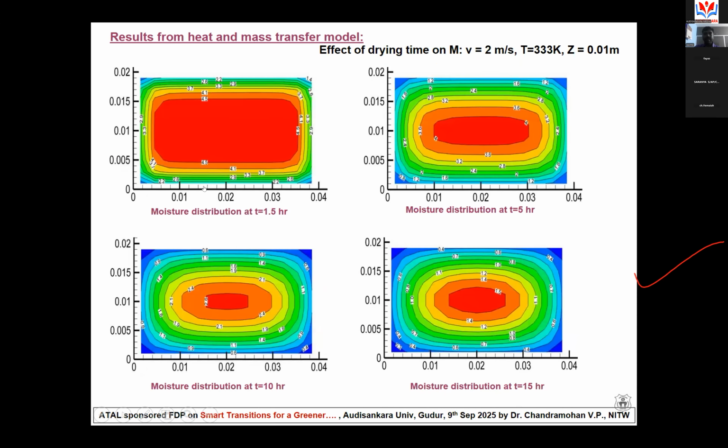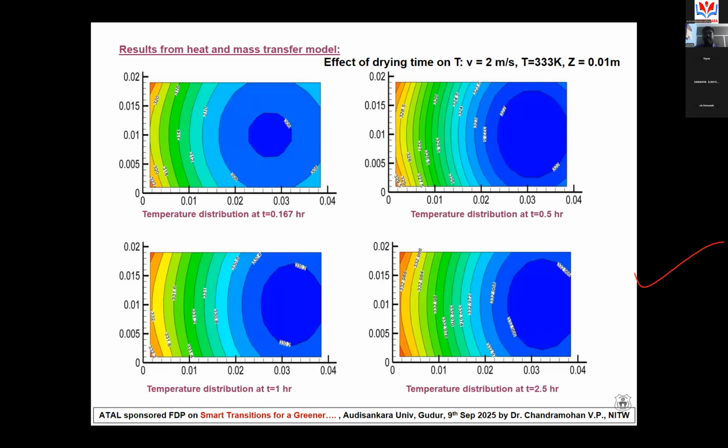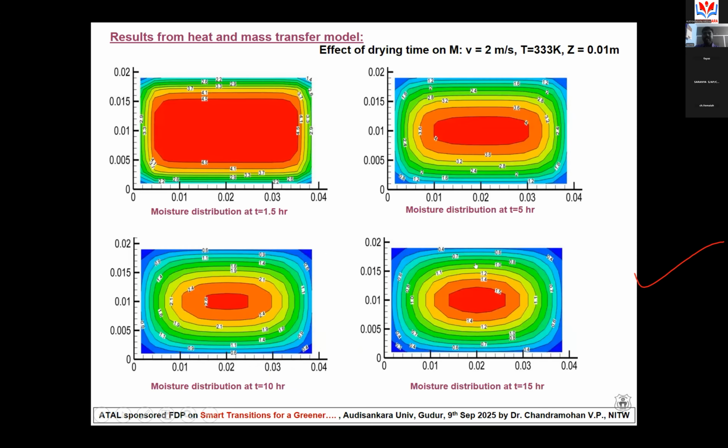Similarly, we can get the moisture distributions inside the food product. I already told you it's always a heat and mass transfer process. When we solve the heat transfer equation, we get the temperature distributions. When we solve the mass transfer equations, we get the moisture distributions. Let us assume the time is 1.5 hours.